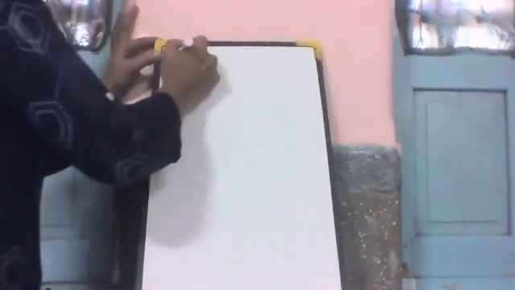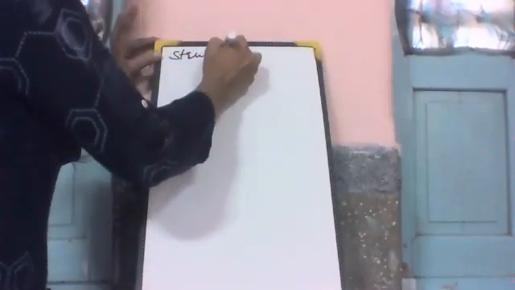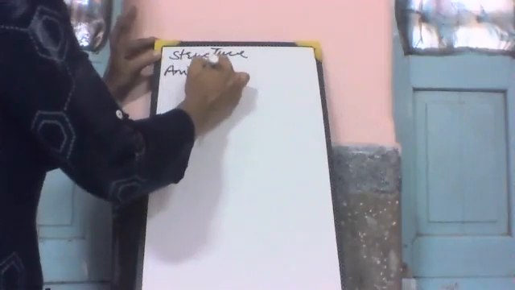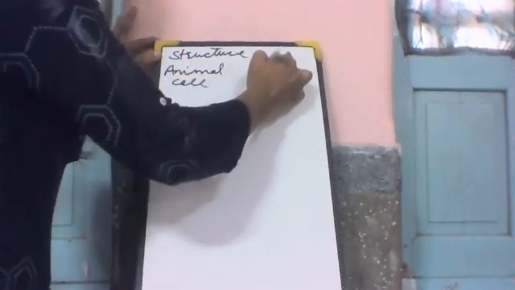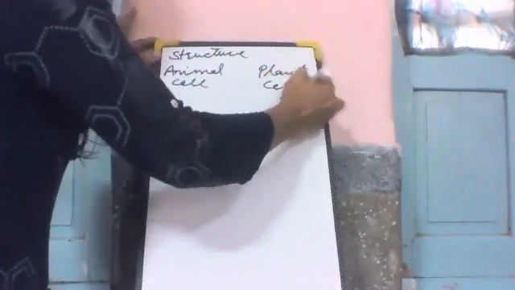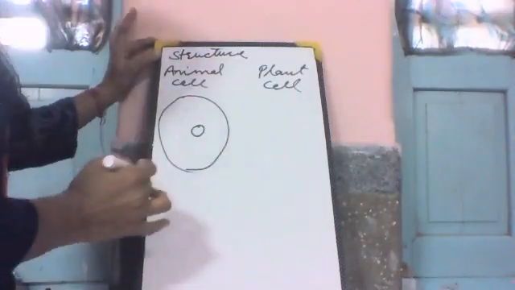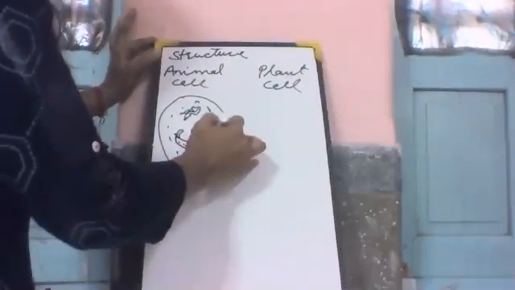Structure. Have a look at the structure of the cell. There are two types of cells: plant cell and animal cell. See, generally the animal cell is round in shape. There are different organelles present in the cell.